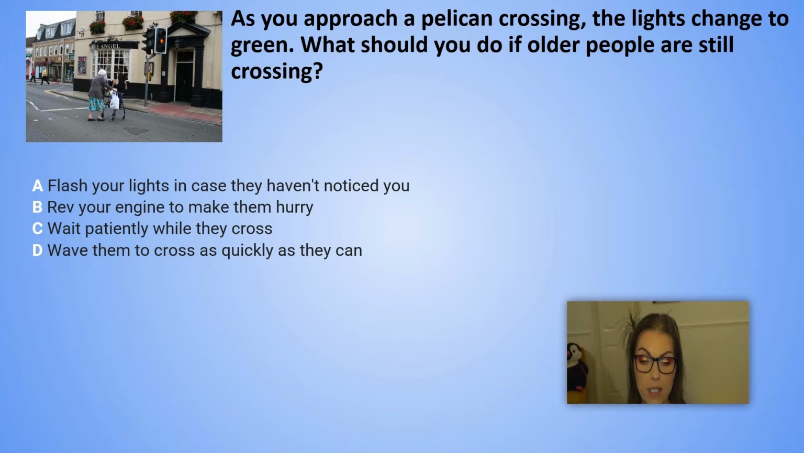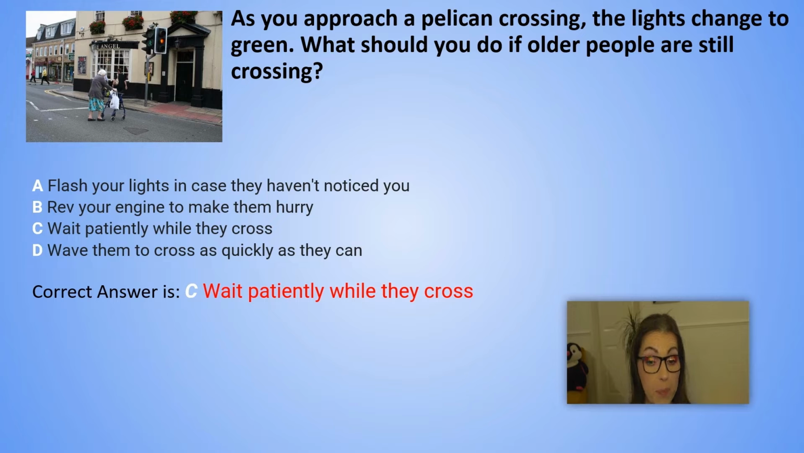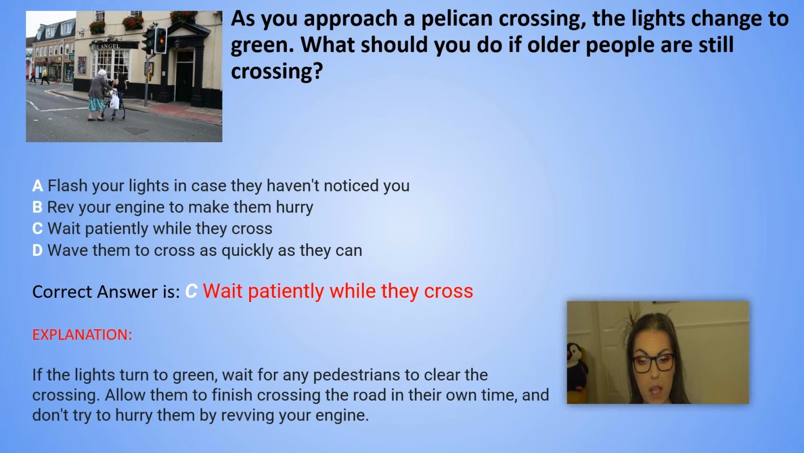The correct answer is C. Wait patiently while they cross. Explanation. If the lights turn to green, wait for any pedestrians to clear the crossing. Allow them to finish crossing the road in their own time and don't try to hurry them by revving your engine.